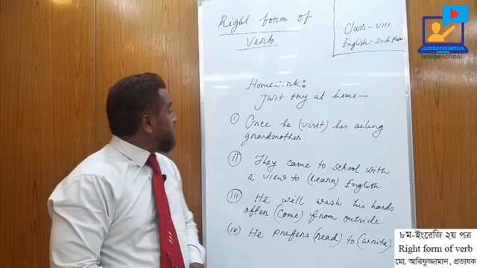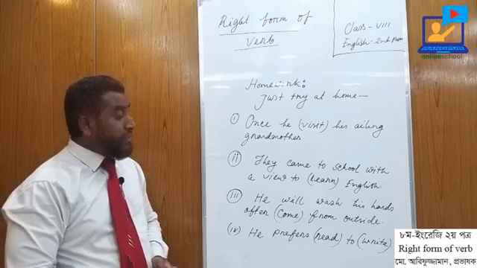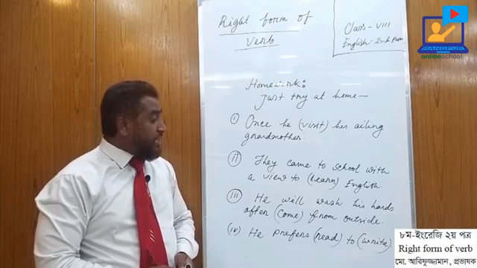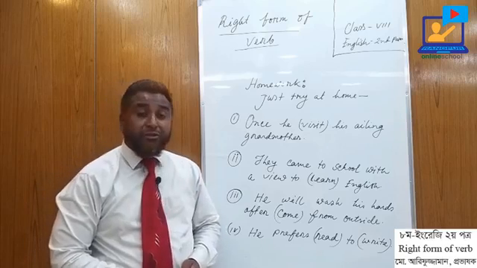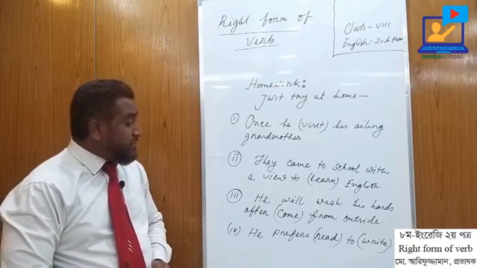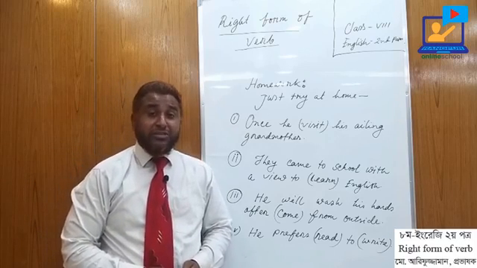Number 1, once he visit his ailing grandmother. Number 2, they came to school with a view to learn English. Number 3, he will wash his hands after come from outside. Number 4, he prefers read to write. Don't forget to practice at home.